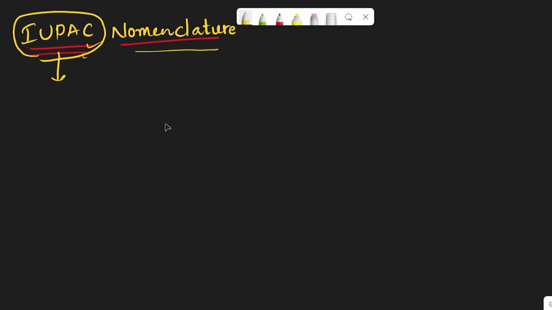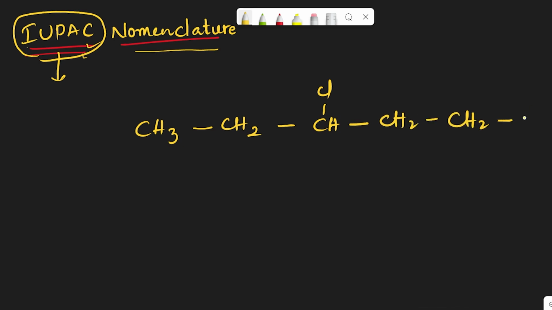So let me introduce one compound. CH3, CH2, CHCl, CH2, CH2, COOH. So this is one compound. How many carbons are there here? 1, 2, 3, 4, 5. Let me write OH here. So this is the first carbon, second one, third one, fourth one, fifth one.